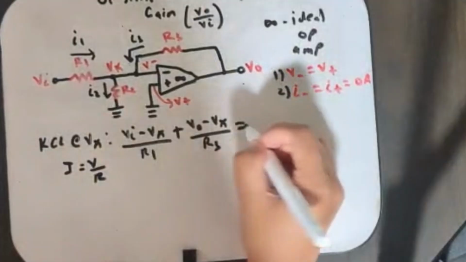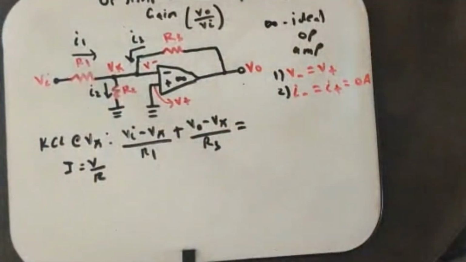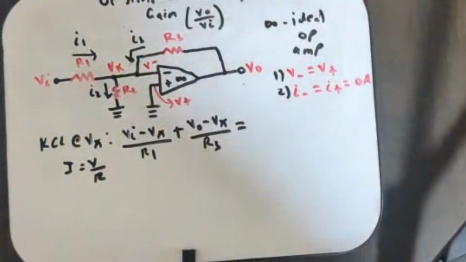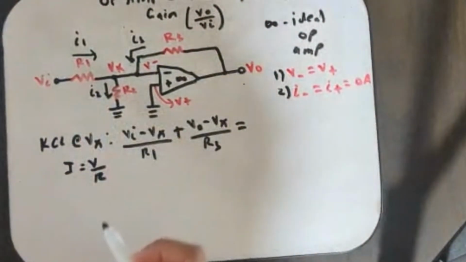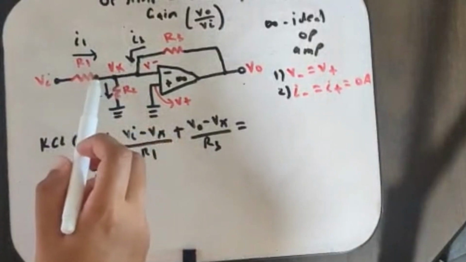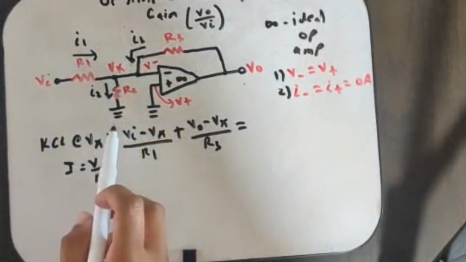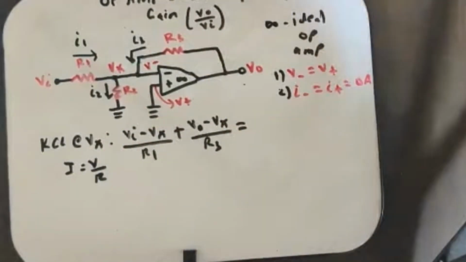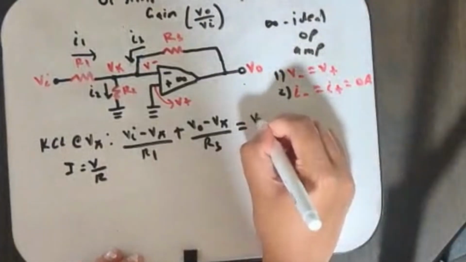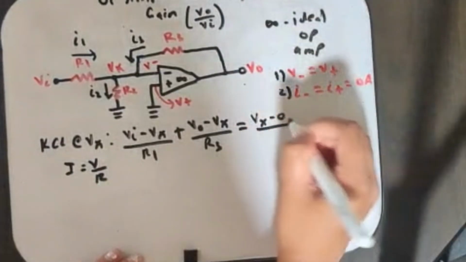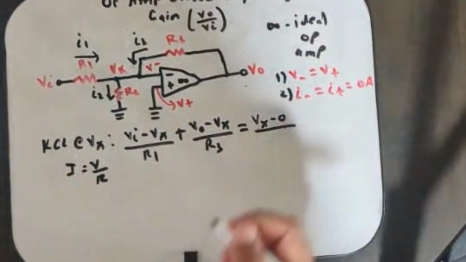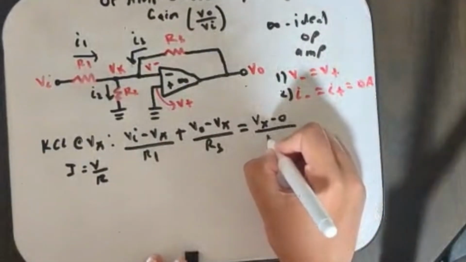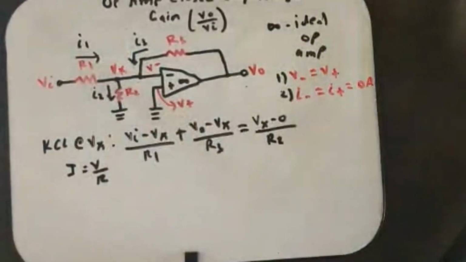Now we consider equal to, because KCL says all the currents entering a node equal all the currents leaving that node. So which current is leaving? It's only I2. And I2 is going from the node VX to this symbol here, which is ground, meaning 0 volts. So we can say VX minus 0, and we don't even need to write the 0 because we know this is ground, over R2, because that's the resistor it's going through.